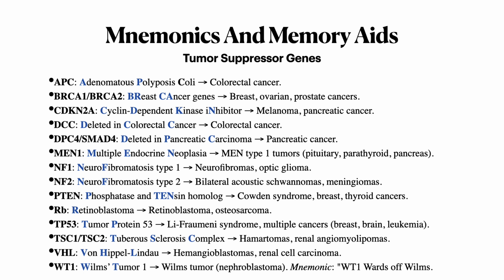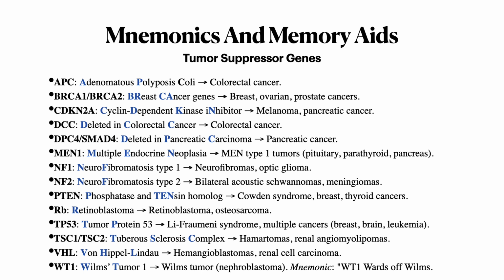So breast cancer genes, that is breast, ovarian and prostate cancers, and CDKN2A, that is cyclin dependent kinase inhibitor 2A, in melanoma and pancreatic cancer, right? And also DCC is deleted in colorectal cancer; the second two letters, CC, that is colorectal cancer obviously. And DPC4 SMAD4 is deleted in pancreatic carcinoma, that is DPC, the PC is pancreatic carcinoma. And MEN1 is multiple endocrine neoplasia, so it affects endocrine glands like pituitary, parathyroid and pancreas, that is the three Ps, right? You can remember like that.